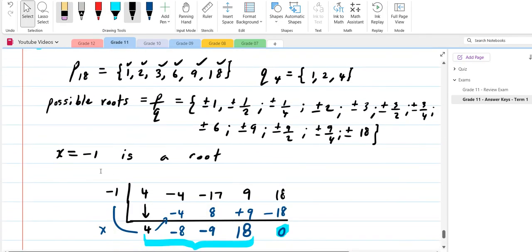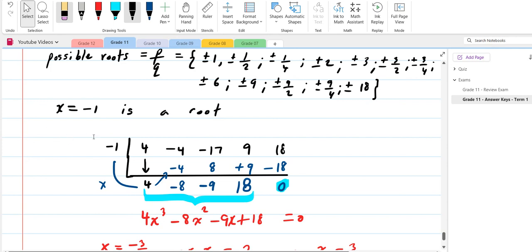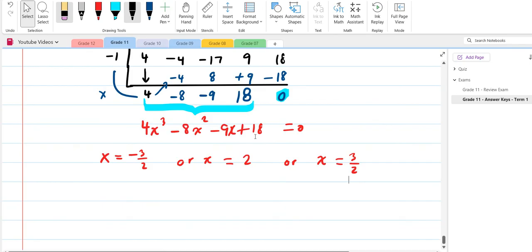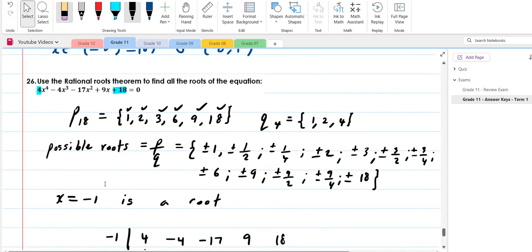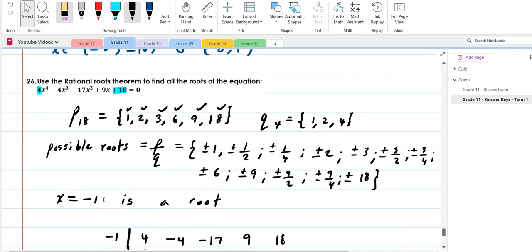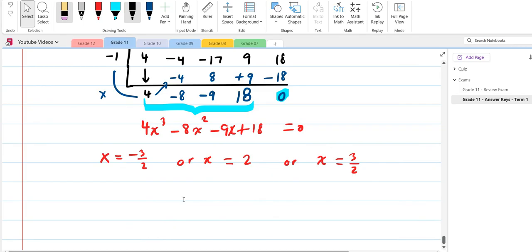Now remember, if you manage to find x equals -1, and if you manage to find x is equal to 2, you would have had a quadratic here to solve. Because we are allowed to use a calculator, we can find all the possible roots. So our solutions are, you can write the solution in a set: the roots are -1, 2, -3/2, and 3/2.